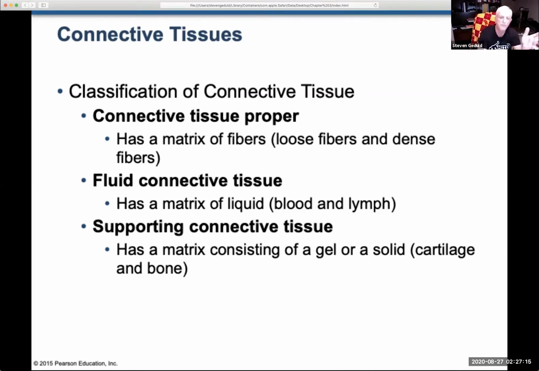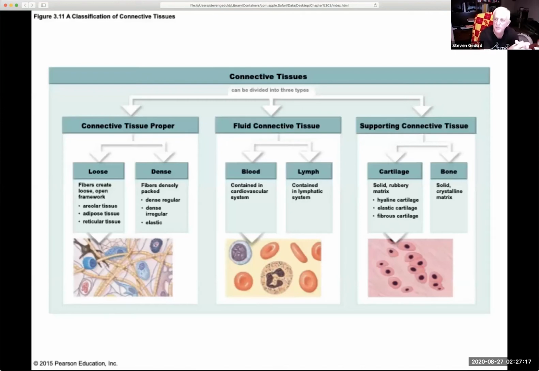So here's a great diagram that shows it right here. This is connective tissue. You have connective tissue proper, you have loose, and you have dense. This creates a loose, open framework. This is areolar tissue, adipose tissue, and reticular tissue. The dense connective tissue proper is packed together tighter. It's more dense. There's dense regular, dense irregular, and elastic. Fluid connective tissue is blood, the cardiovascular system, and lymph, which is fluid containing the lymphatic system.